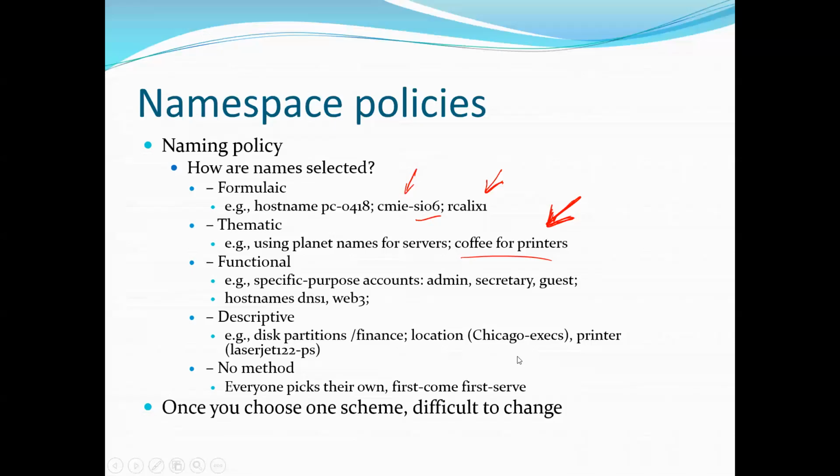But these are just a few simple ways of organizing your data. Things can be functional, right? So admin, secretary, guest, DNS, Web3. That's very common. Or very descriptive, like location, Chicago, executives, and so on. So there are different ways of organizing the information. The thing is, you want to be as consistent as possible, because at the end of the day, the more complex you make something, the more work you're creating for yourself. And once you've created one scheme, it can be difficult to change.